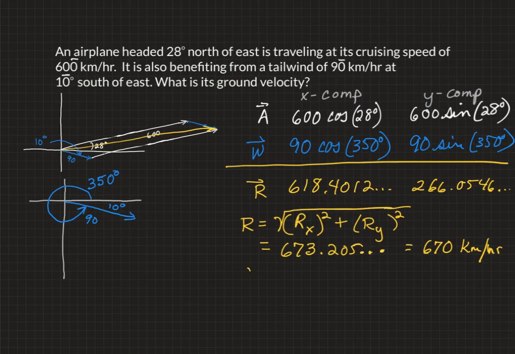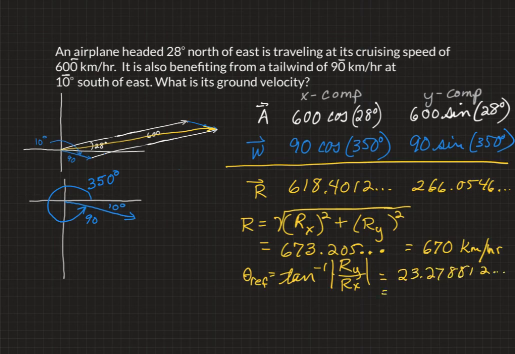And now we need to find a reference angle. That will be the inverse tangent of the absolute value of the y component of your resultant over the x component of your resultant, the opposite over the adjacent. And that value is 23.278812, which, to the proper number of significant digits, which is 2, is 23 degrees.